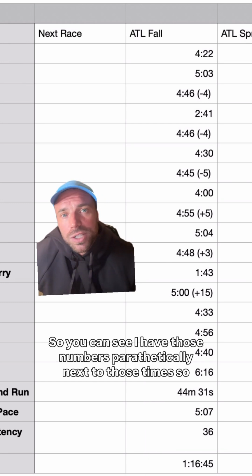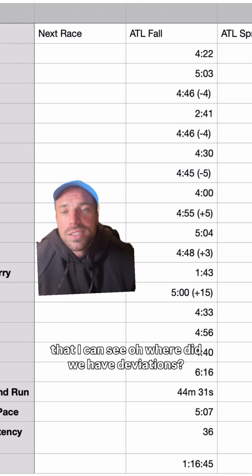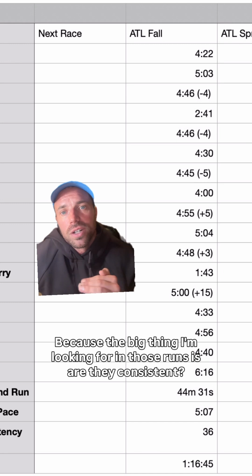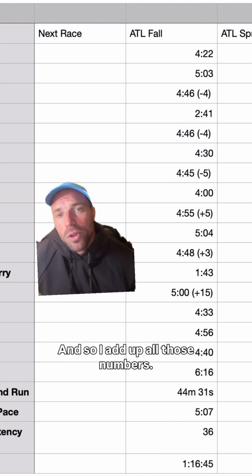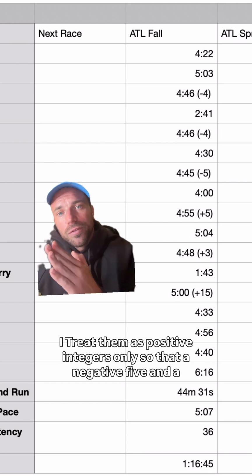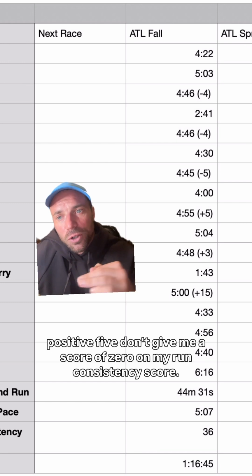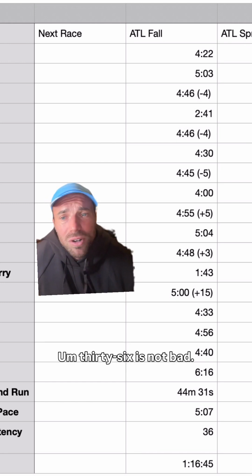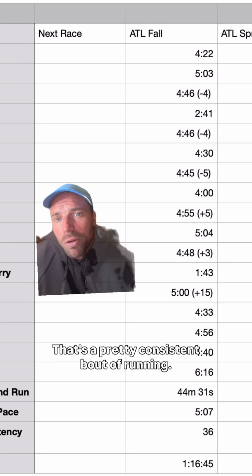So you can see I have those numbers parenthetically next to those times so that I can see, oh, where did we have deviations? Because the big thing I'm looking for in those runs is, are they consistent? And so I add up all those numbers. I treat them as positive integers only, so that a -5 and a +5 don't give me a score of 0 on my run consistency score. 36 is not bad. That's a pretty consistent bout of running.